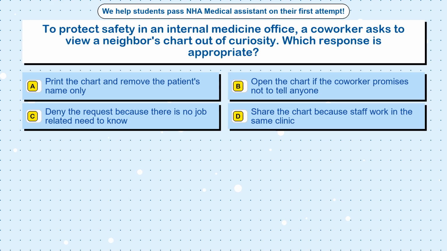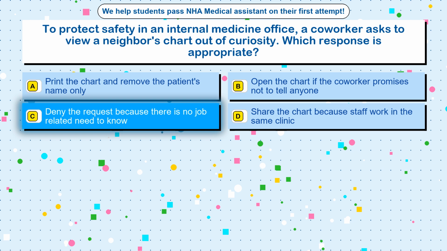Question 79. To protect safety in an internal medicine office, a coworker asks to view a neighbor's chart out of curiosity. Which response is appropriate? Option A, print the chart and remove the patient's name only. Option B, open the chart if the coworker promises not to tell anyone. Option C, deny the request because there is no job-related need to know. Option D, share the chart because staff work in the same clinic.